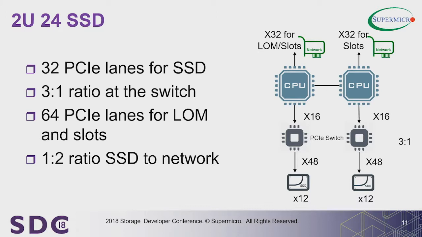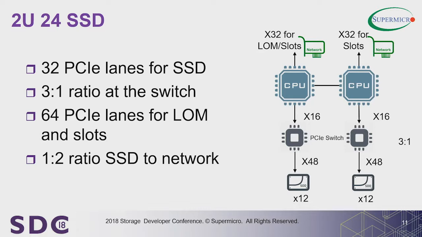I will remain nameless. And then we go down to our drives. If you'll notice, in this case it's very symmetric. I've got 12 drives here and 12 drives here, one set to each CPU. I'm going through a switch, and then I've got 16 lanes going off to the switch, and 32 lanes going off to my LOM and slots. Okay? What does that give me?